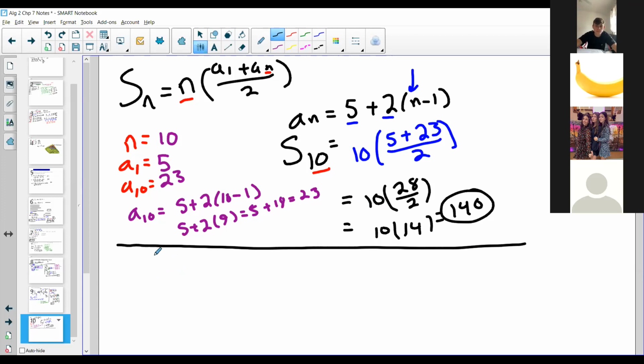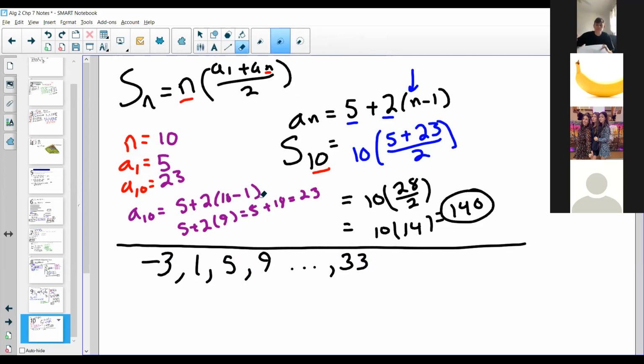All right. Everyone try this again. Same equation, but this time I'm going to give you the numbers a little differently. -3, 1, 5, 9, dot, dot, dot, 33. Actually, there shouldn't be commas. It should go plus sign. It's my fault. Plus 1, plus 5, plus 9, plus 33.